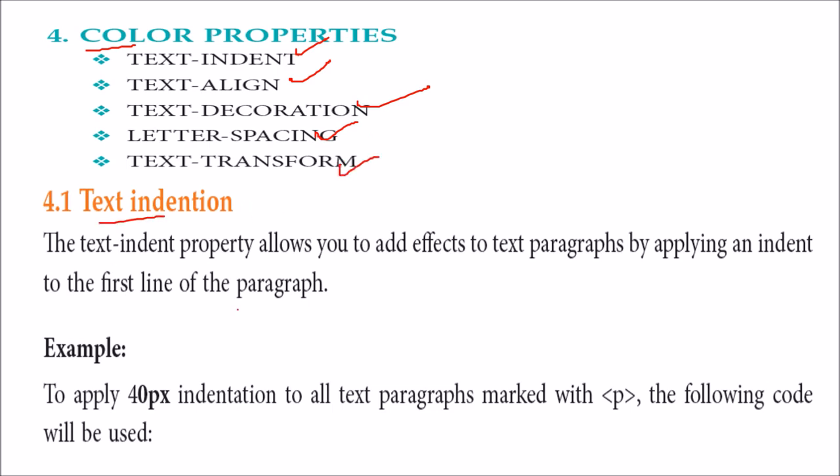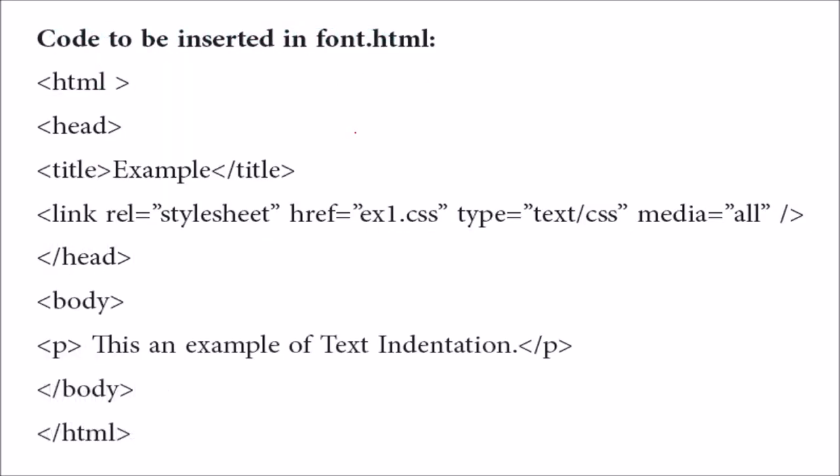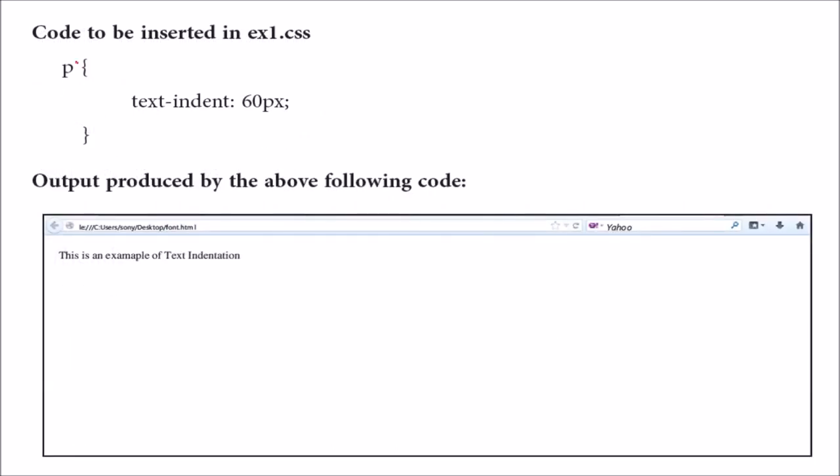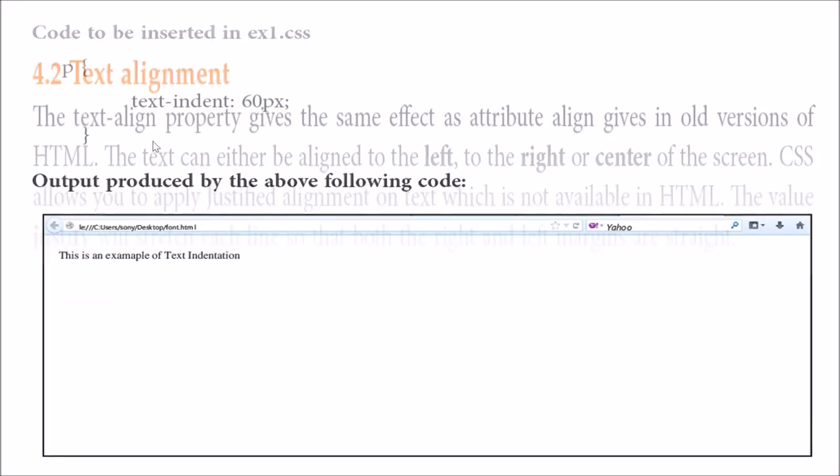What is indentation? Indentation means you want a paragraph, or you want to set the start of any line, to begin at a certain pixel offset. That is called text indentation. So what we are going to use here is an href which is ex1.css. We have been using it, and for this text indentation, whichever paragraph is there, the text will start with 60 pixels of space, and then the text will begin.